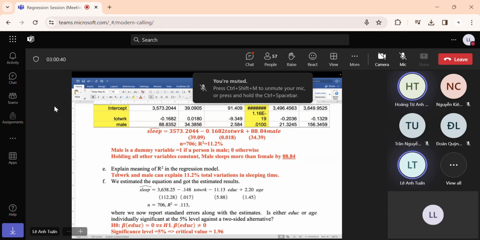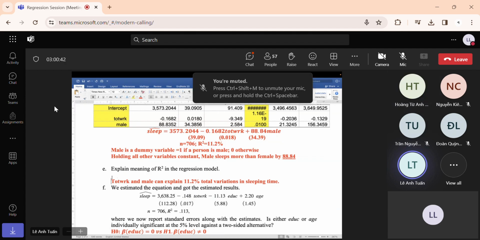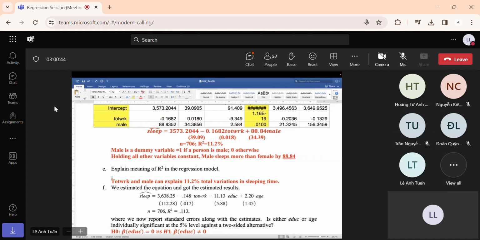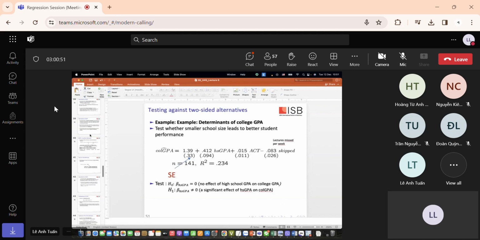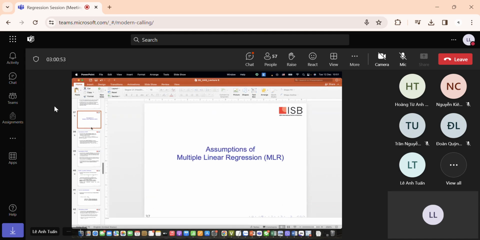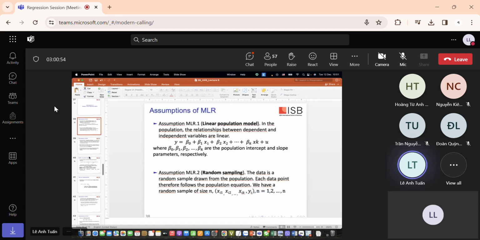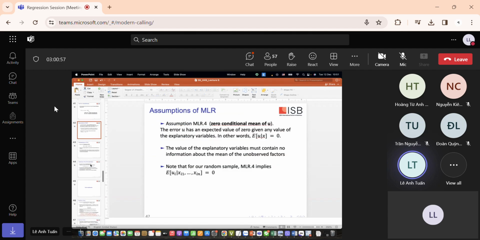Okay. So what is the meaning of R square? The meaning of R square. Let me see.